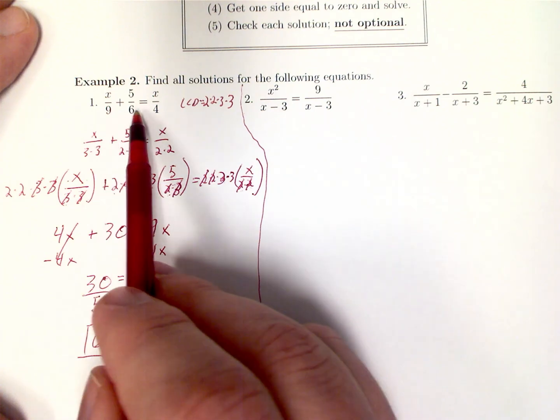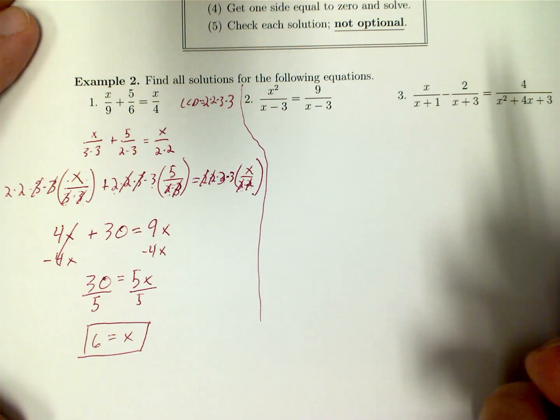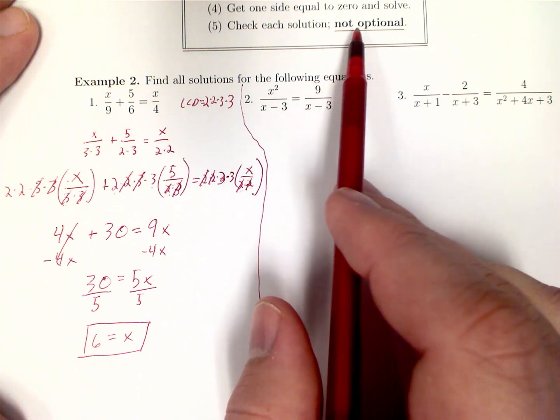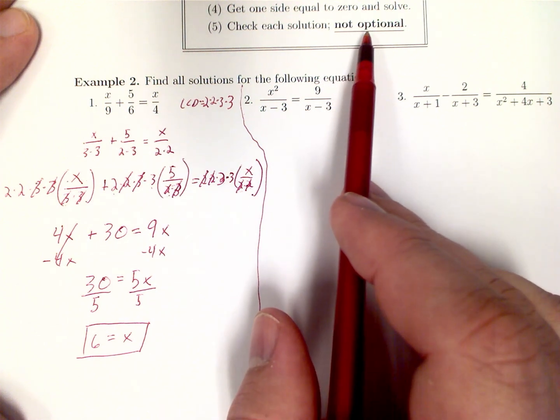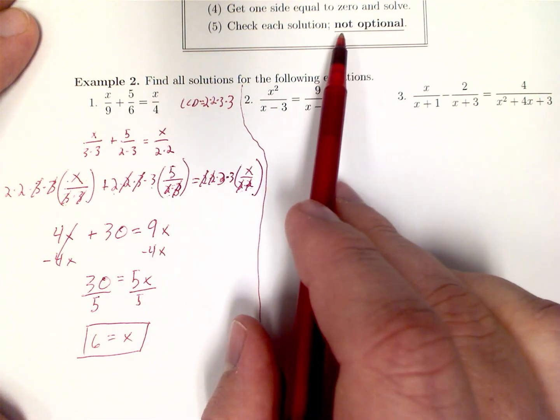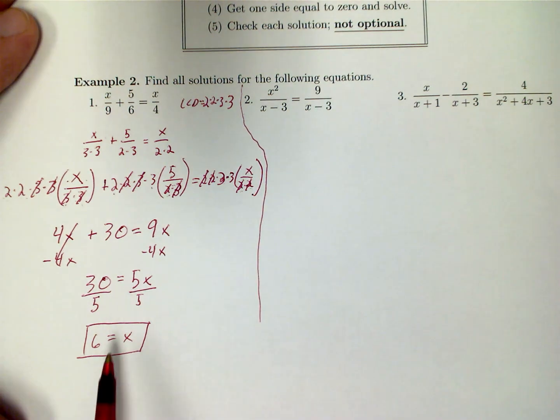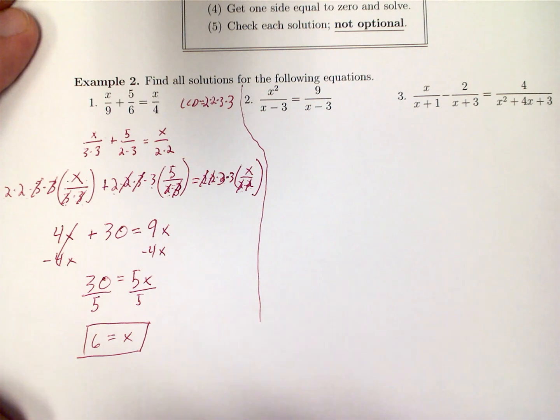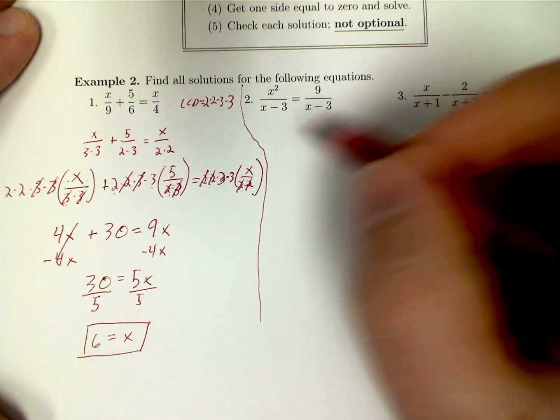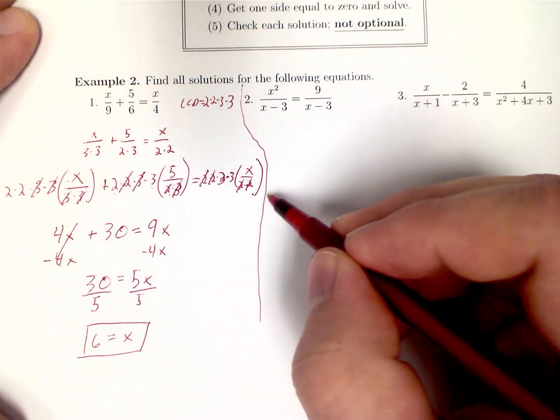Now, is there a variable in the denominator? No. Okay, so we don't have to check. Now, I say it's not optional. Again, it's only not optional if there's a variable in the denominator. Then we would have to check our answer. Okay, we 100% have to. Because of that, we do not, though. And you'll see why on this next one, why it's so important.